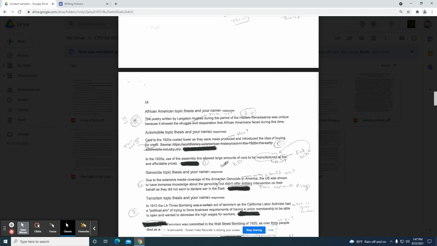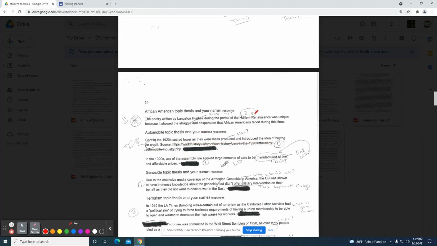Let's take a look at this one. Two essays I write: "Cars in the 20s costed lower as they were mass-produced and introduced the idea of buying on credit." So car mass production is a separate essay within itself, and then buying on credit is a completely separate issue. So I'm going to argue that these are two separate, unrelated essays. And I don't even know why they included that link here. So I just scored this one a 0.